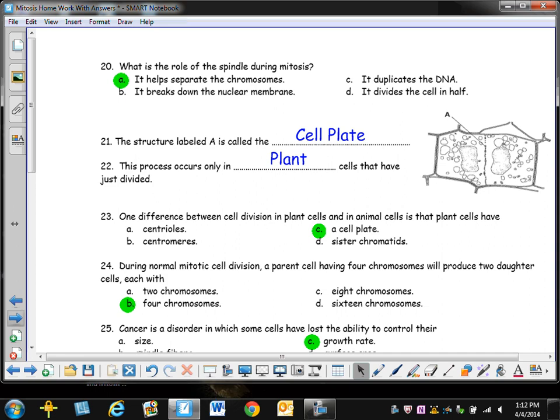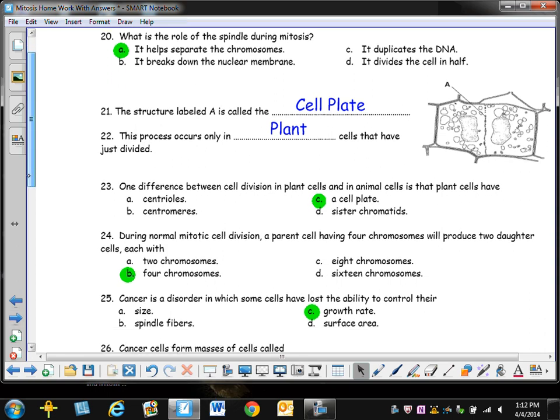One difference between cell division in plant cells and animal cells is that plant cells have a cell plate. Up until this point, animal cells and plant cells are exactly the same. But animal cells can do the whole cytokinesis pinching together, cleavage, and come apart and form daughter cells. And plant cells can't do that because the cell wall is made out of cellulose, which is very, very, very stiff. Can't do it. One difference between cell division and plant cells, cell plate, okay, we covered that.